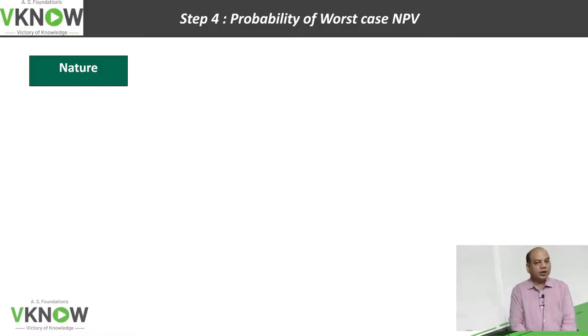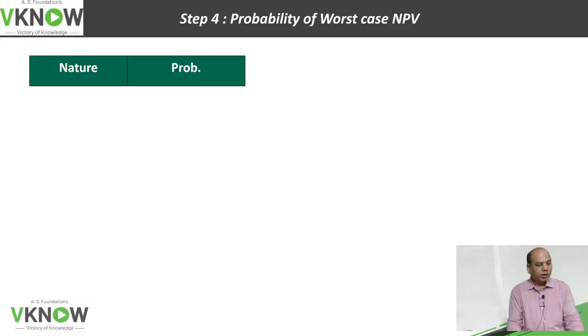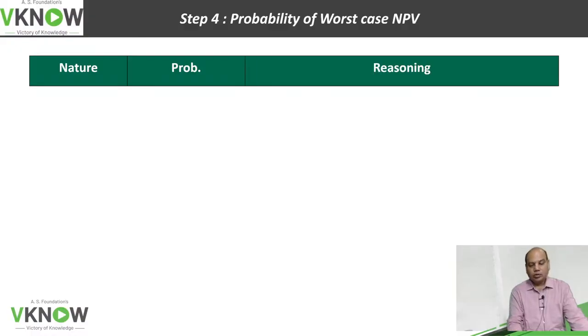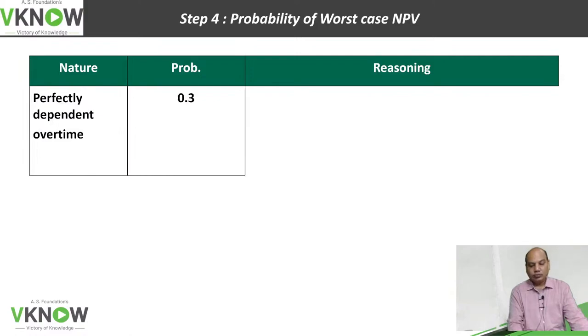Probability of worst case NPV. Probability of worst case NPV means, what is the probability you will get a negative 8580? Write down nature: perfectly dependent over time.